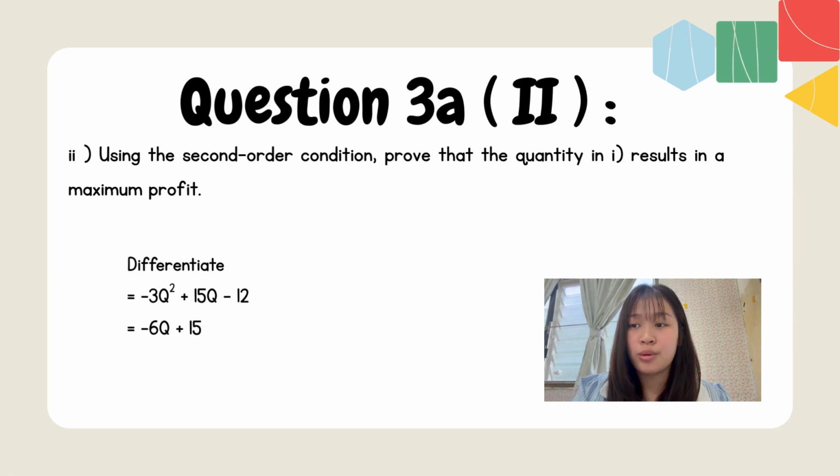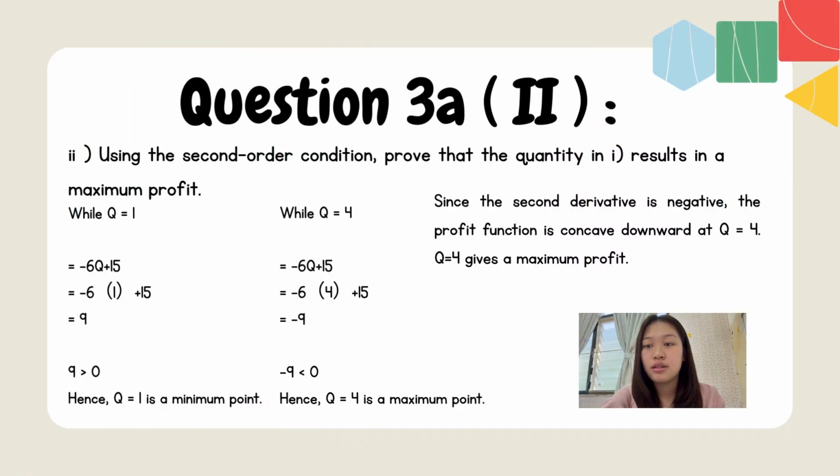Using the second order condition, prove that the quantity in one result in the maximum profit. So we need to differentiate this equation to become -6Q + 15. When Q equal to 1, we substitute into the equation and get positive 9. Positive 9 is greater than 0, hence Q equal to 1 is a minimum point.